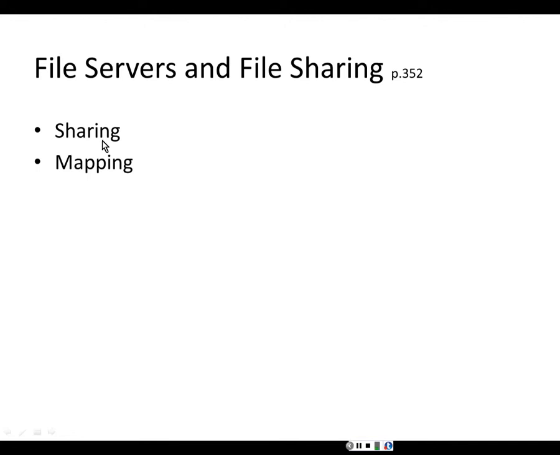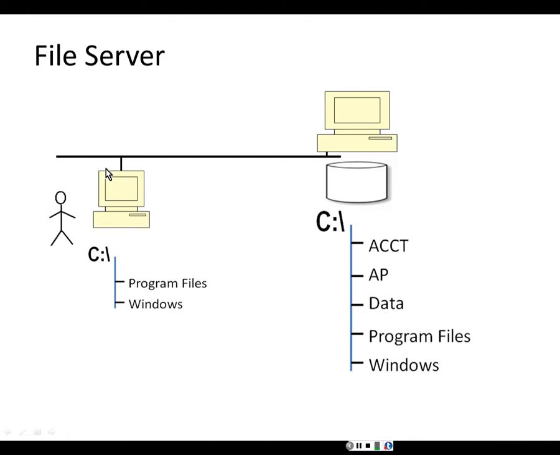Specifically, what's meant by sharing and what is meant by mapping. Now, you know what a file server is. A file server is a computer with a big hard disk that everybody can save data to. And to share a folder means to make that folder available so users can connect to it. So if you have a folder called accounting and you want users to be able to access the files in that folder, you would then share that folder. To share means to make it available so users can connect to it.